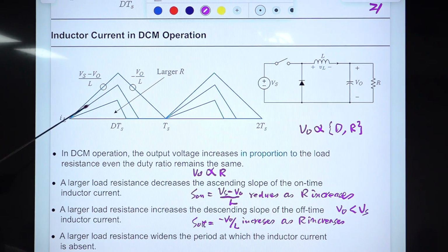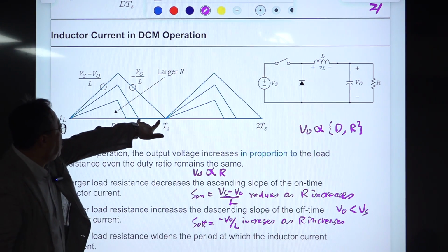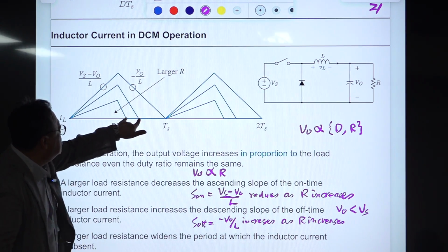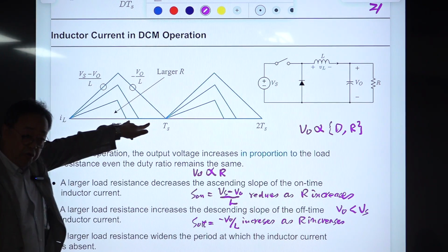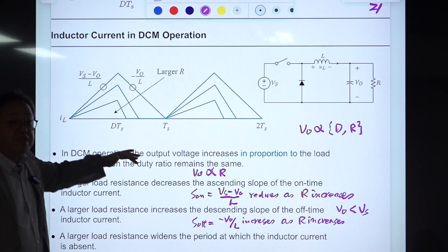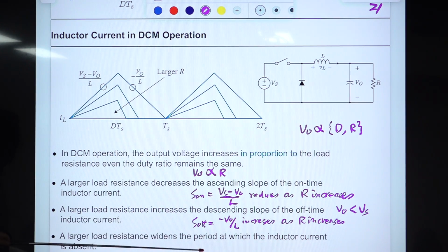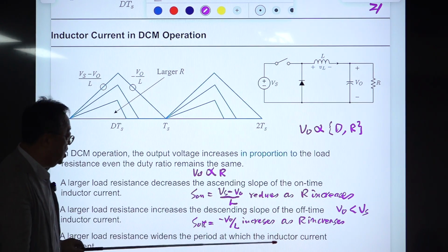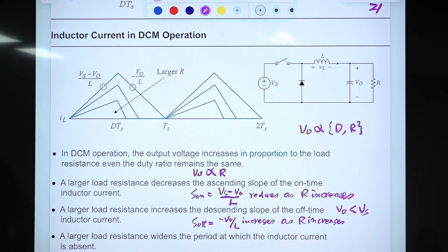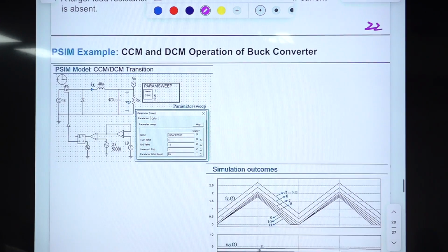So as R increases, the length of this period in which the inductor current is absent increases. The DCM period is increasing. So a larger resistance widens the period at which the inductor current is absent. All right, so you understand this.